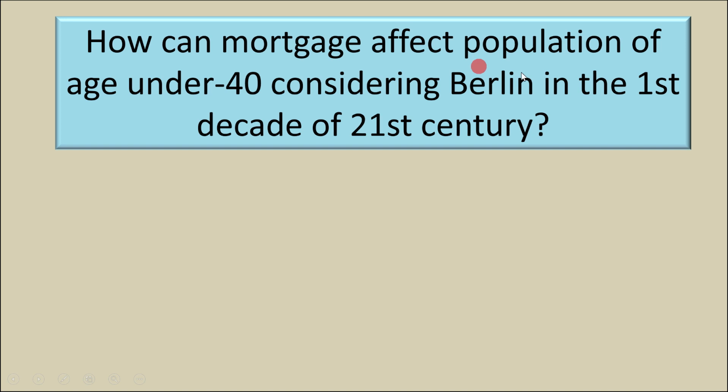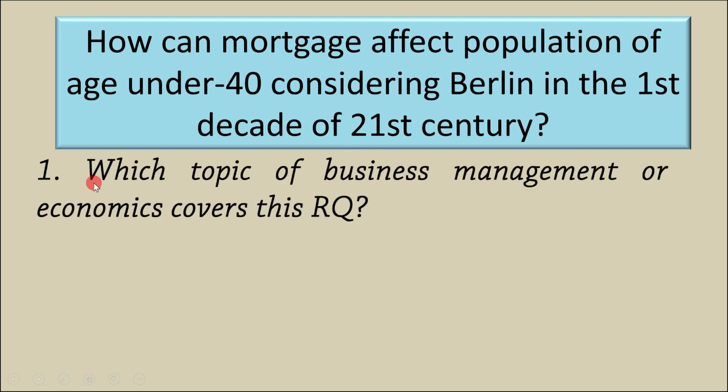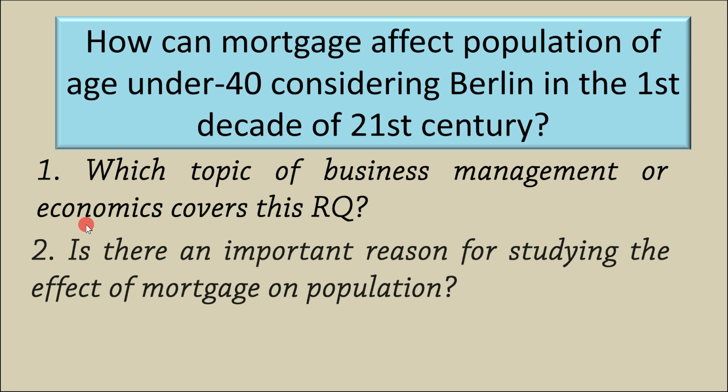How can mortgage affect population of age under 40 considering Berlin in the first decade of the 21st century? Question number 1. You can answer this question to start your paragraph. Which topic of business management or economics covers this research question? This research question is related to maybe business management or economics. Mention the special branch of that. And number 2, is there an important reason for studying the effect of mortgage on population?